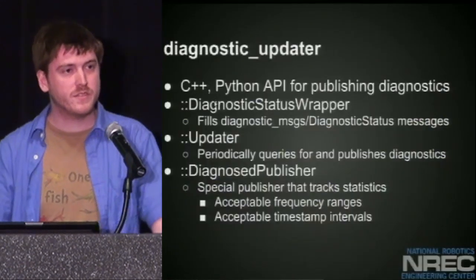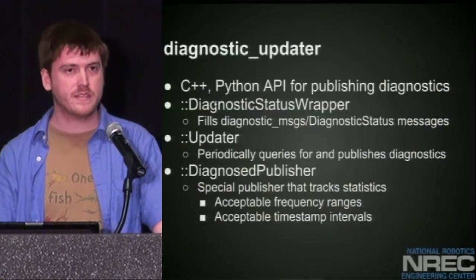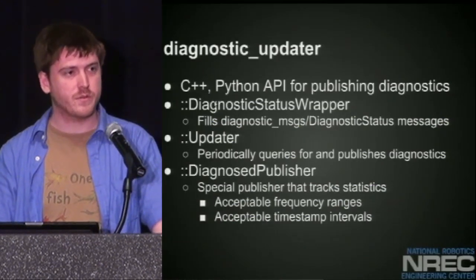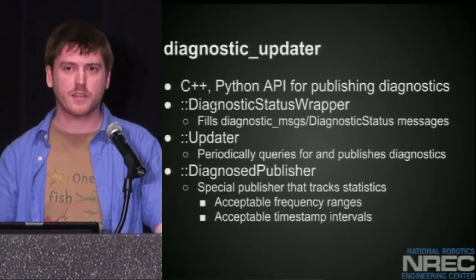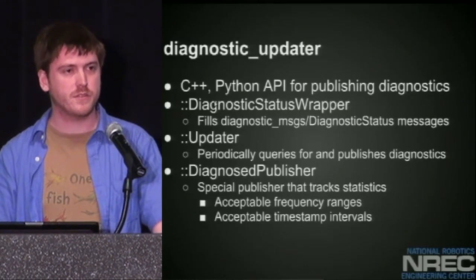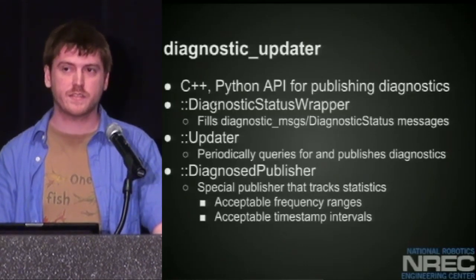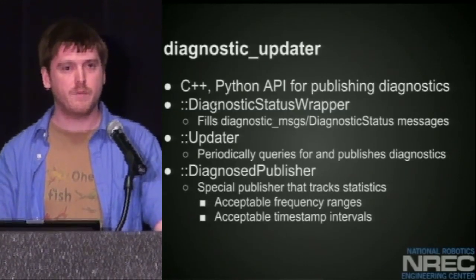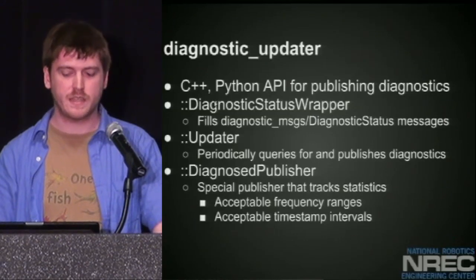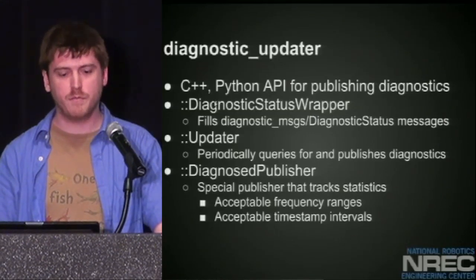There are a few helper tools for diagnostics. C++ has had them for a while, and Python just got them. There's the diagnostic status wrapper, which just helps you fill in the messages with convenience functions. An updater, which periodically calls various callbacks, so you can, say once per second, go through and loop and make sure that everything's okay. And there's a diagnosed publisher, which tracks statistics. If you use this publisher, it automatically tracks things like min frequency that you can accept and max frequency, and things like latency or time delays.